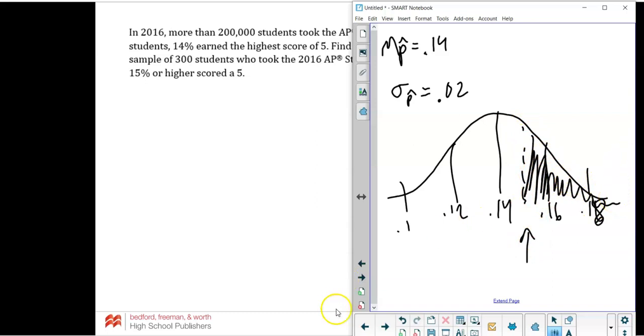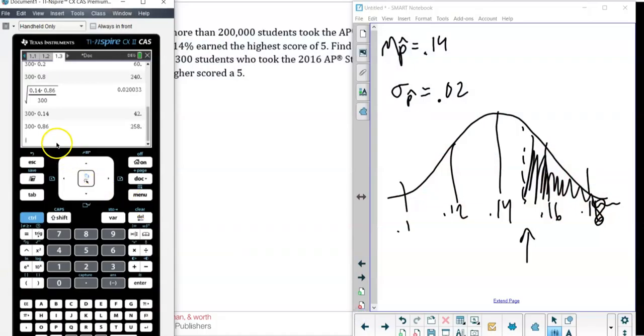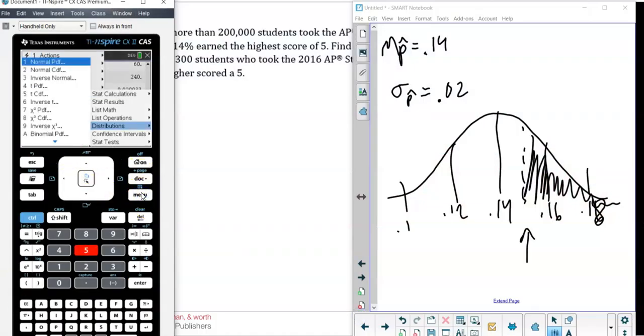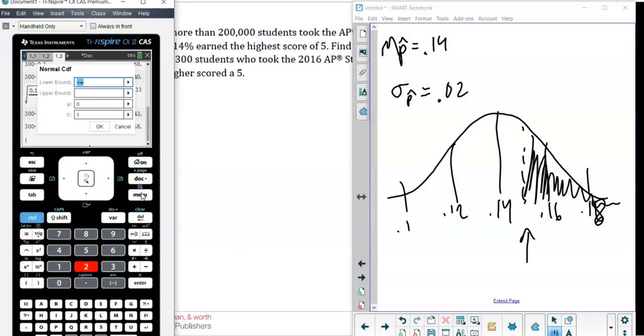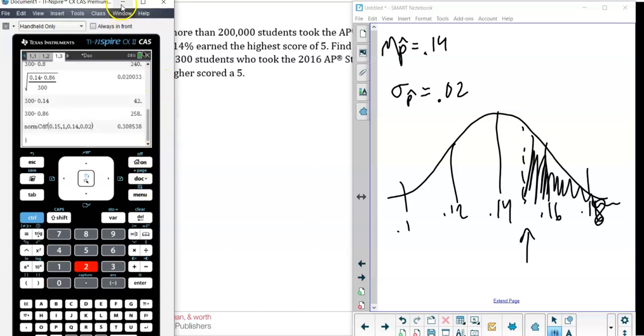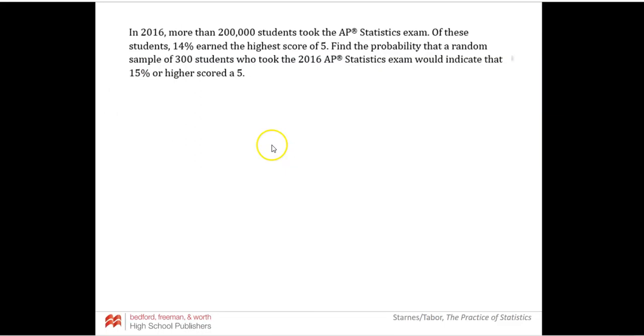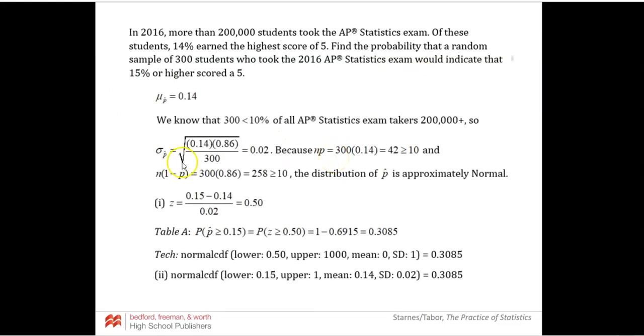So what's the chance of that happening? So you would get your calculator out at that point and go menu 6 5 2. Lower bound is 0.15. Upper bound is 1 or infinity. 100% is the most, so they'll be fine. Mean is 0.14. Standard deviation is 0.02. We're just rounding it off. And you get 30.8%. Yeah, there you go.